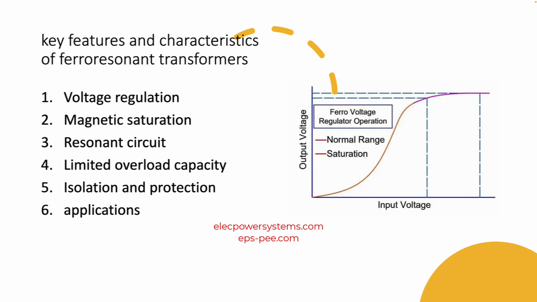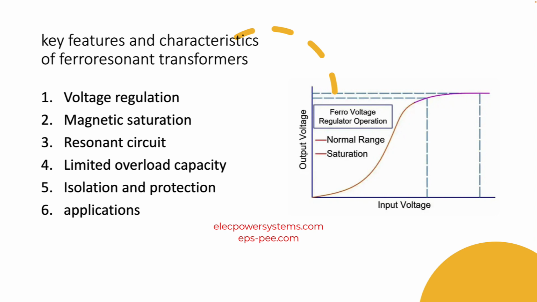Voltage regulation. Ferroresonant transformers are designed to provide a nearly constant output voltage, even when the input voltage varies within a certain range. This makes them suitable for applications where a stable and regulated voltage supply is required. Magnetic saturation. Ferroresonant transformers utilize a magnetic core made of a material that exhibits nonlinear magnetization characteristics. When the core approaches saturation, it helps maintain a stable output voltage, regardless of input voltage variations.